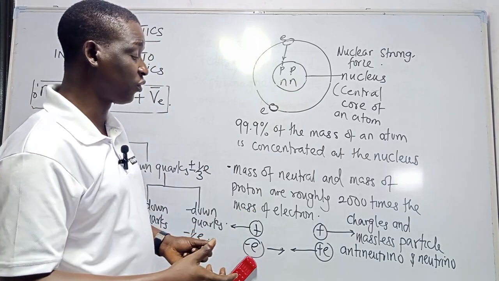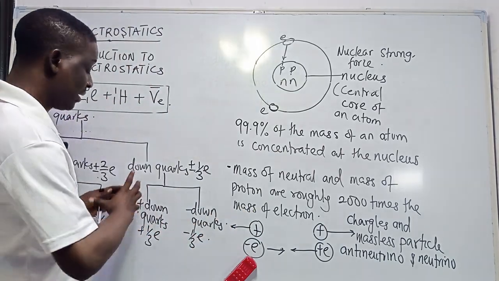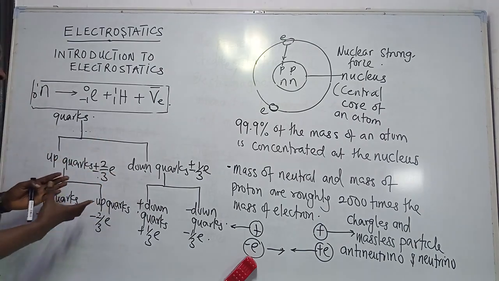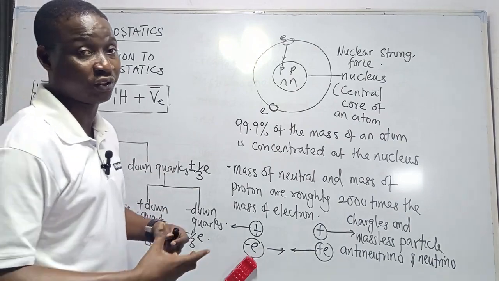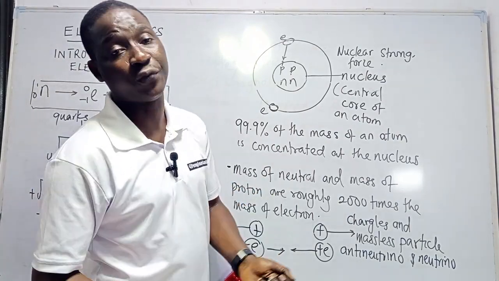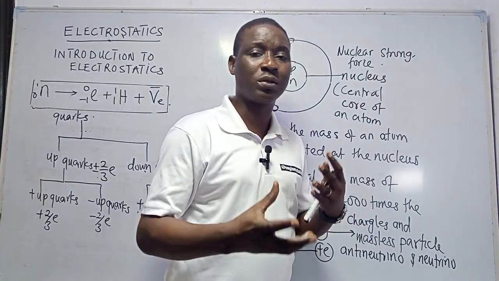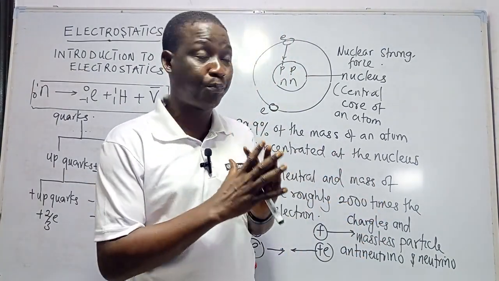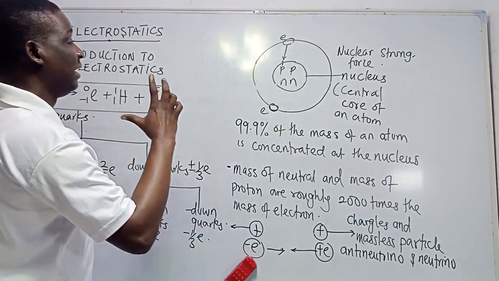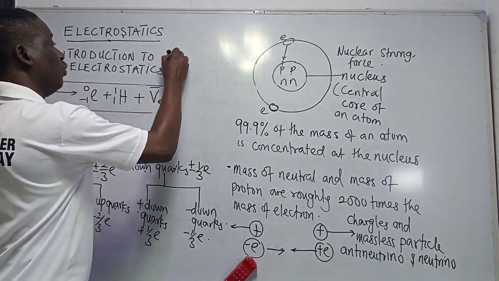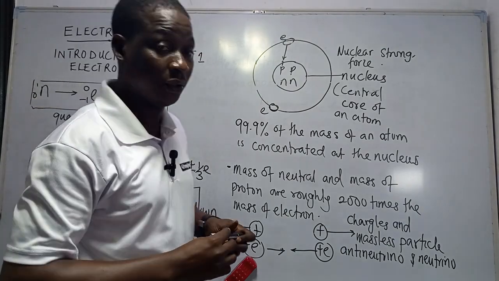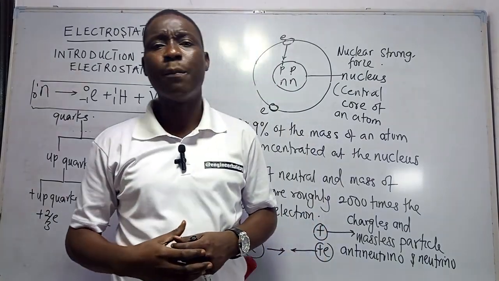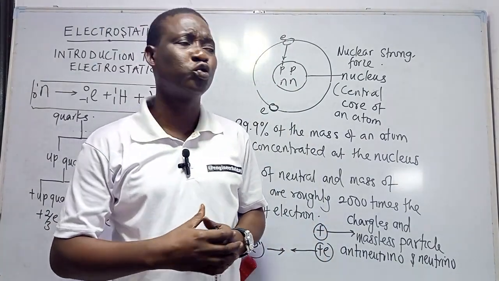We have also looked at other things that surround quarks, that they exist in pairs, and they also exist in fractions. They are charges that are fractions of electrons. Also we have looked at everything. I've talked about all the things I needed to talk about in part one of this introduction to electrostatics. I believe that in our next class, we are going to talk more.